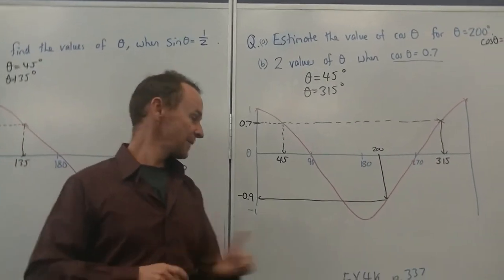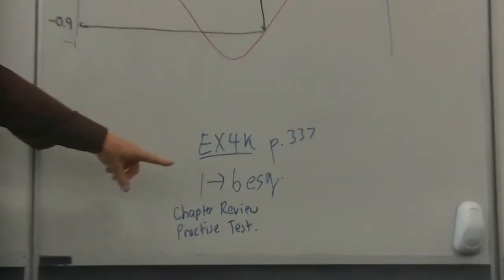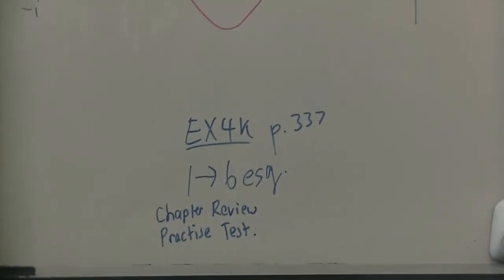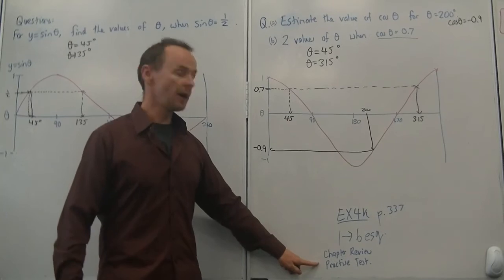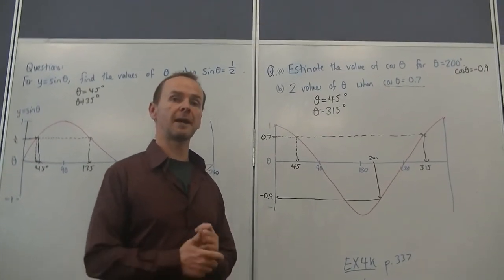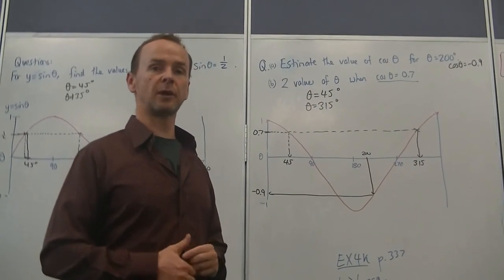Anyway, that's it for now. So now we've got 4K, 1 to 6 every second question. Now we've finished the whole topic. You can also do questions from the chapter review. I've got an online practice test for you from Cambridge, and I'll also get you a written one as well.